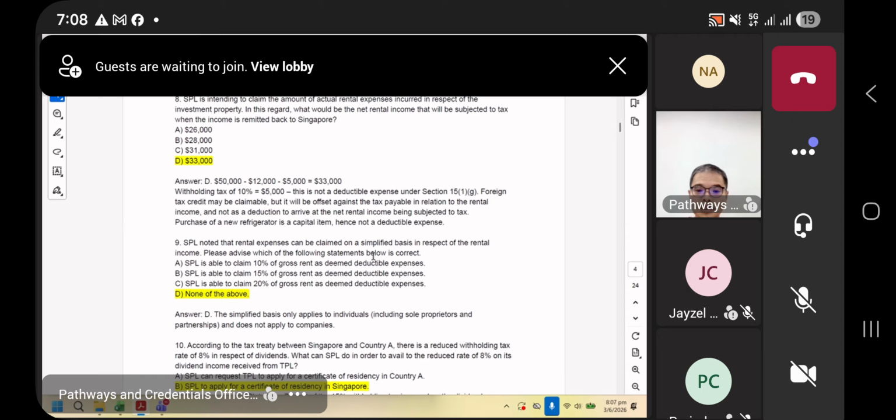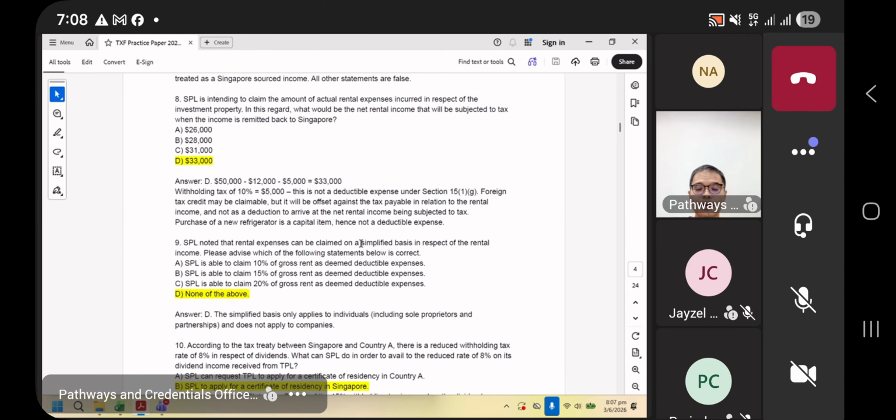Because only individuals, such as sole proprietors and partnerships, can elect for the simplified basis against the rental income. For companies, this exemption or this simplified basis is not allowed.